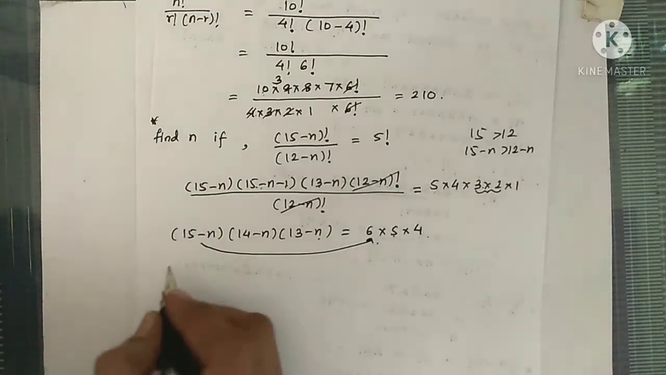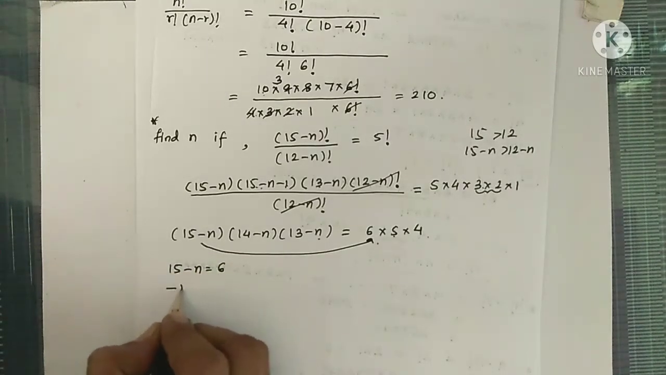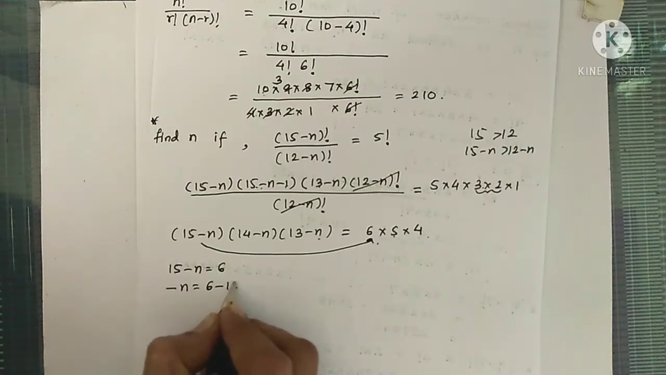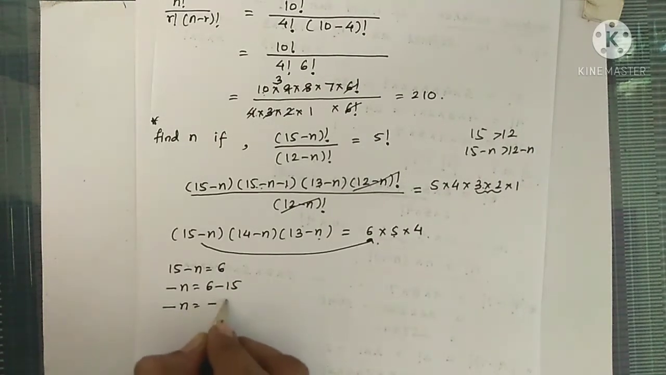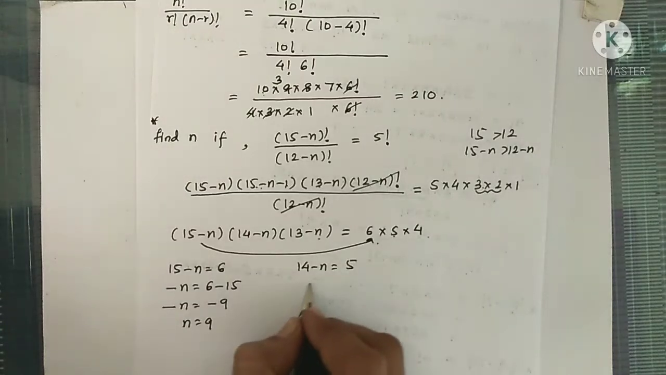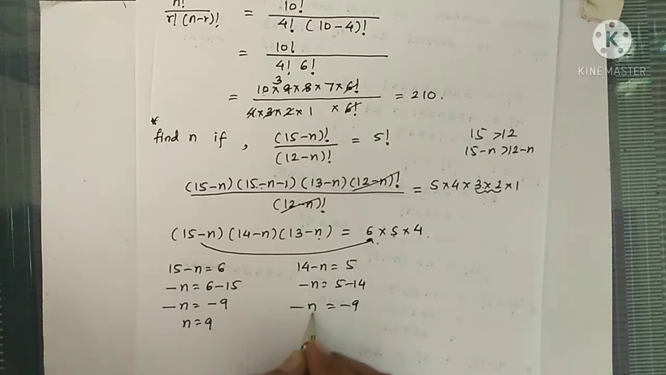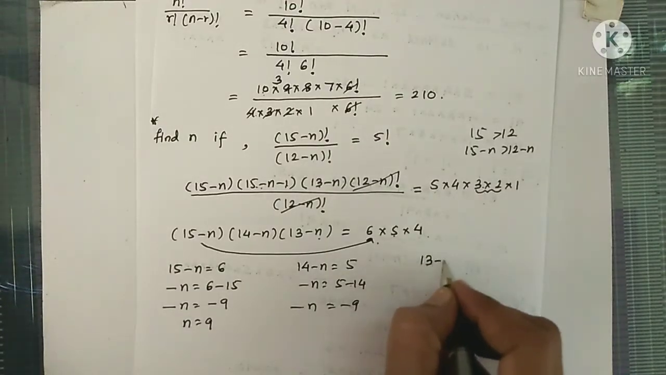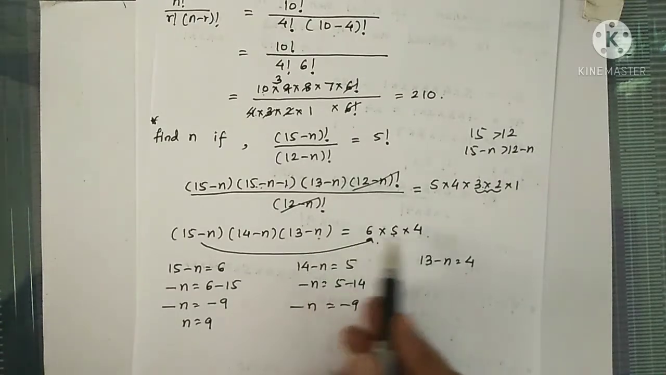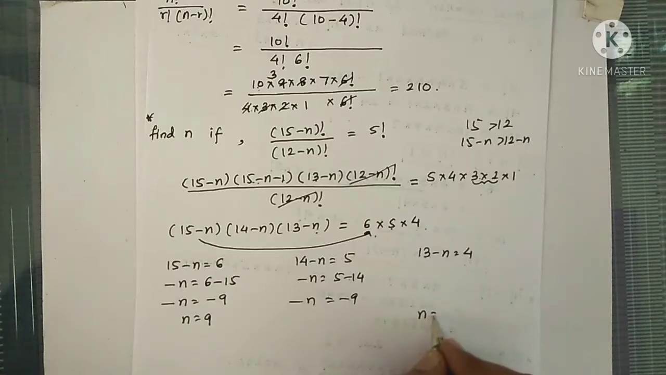You can take any of the equations and you get the same value. 15 minus n is 6. That means minus n is 6 minus 15. So minus n is minus 9. So the value of n is 9. If you take 14 minus n also, you get the same thing. See here. Minus n is 5 minus 14, that is minus 9. So n equal to 9. And if you take the last one, 13 minus n equal to 4, again you get the same thing. N equal to 9. So the value of n is 9 here. Okay.